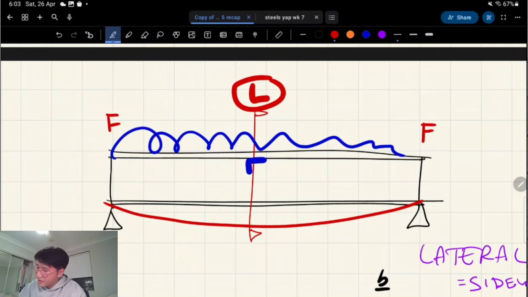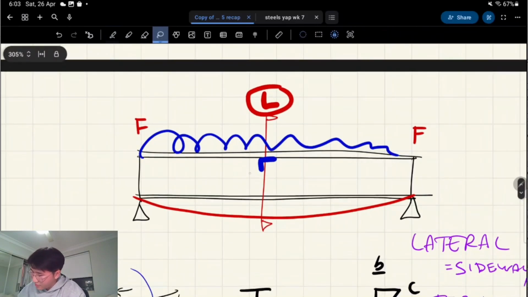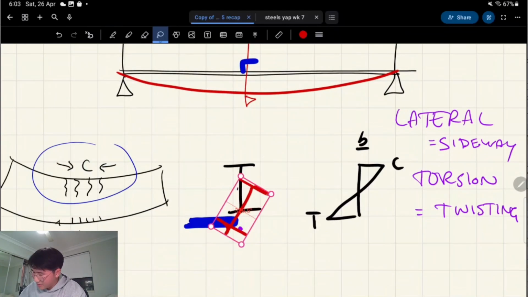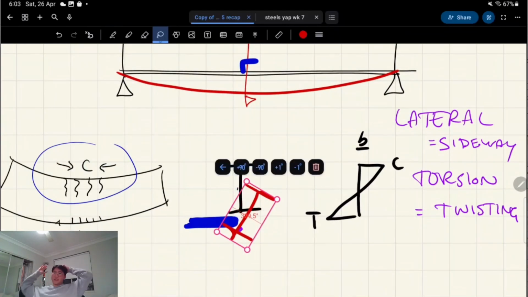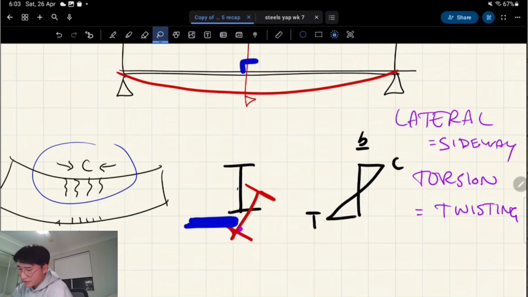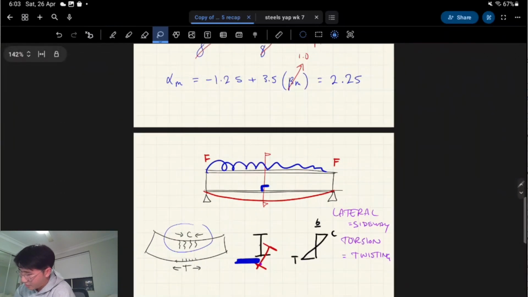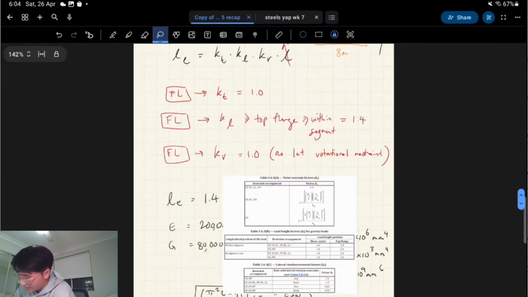laterally restrained. So if this was on the bottom flange, say here, do you think this would prevent lateral torsional buckling? Probably not, because it doesn't do anything. It just restrains the tension flange. We're going to have the same issue with compression. So in that case, this would not be considered laterally restrained. But we had that first case actually.